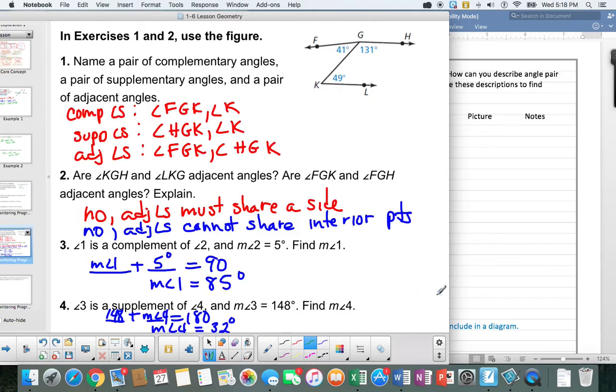Here's the answer. Complementary, supplementary, adjacent angles. Number 2, the answer is no for both of them. They're not satisfying the definition of adjacent. And some complementary and supplementary problems similar to what I just worked a few minutes ago.